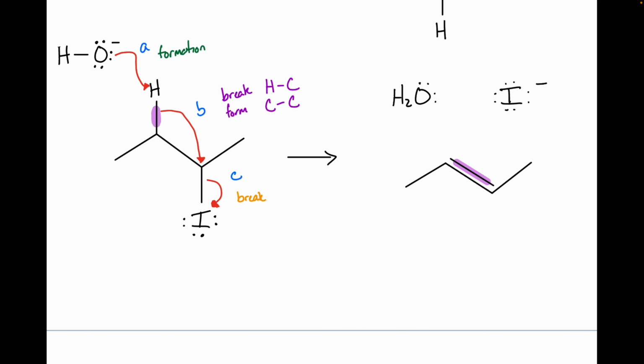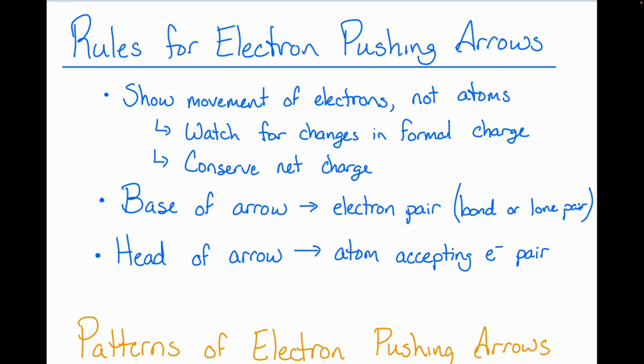All right, cool. So we got our electron pushing arrows. We got to make sure that we follow our rules for drawing our arrows. The base of the arrow is always at an electron pair, whether it's a bonding pair or a lone pair. And the head of the arrow is always at an atom accepting that electron pair.